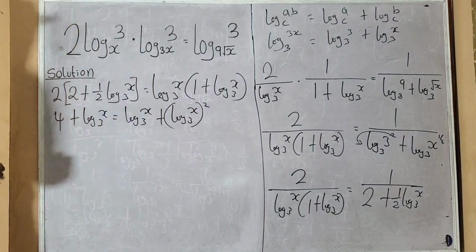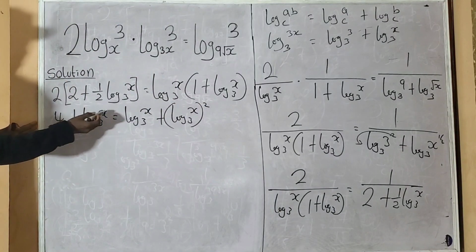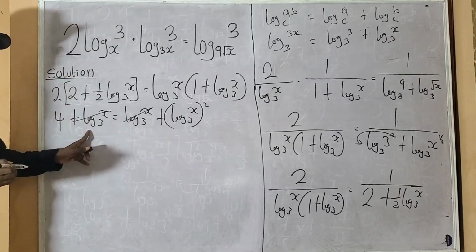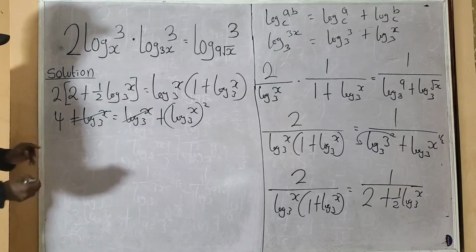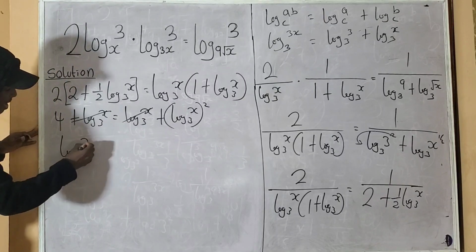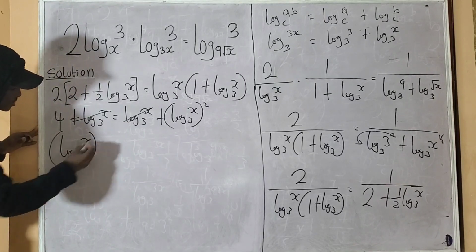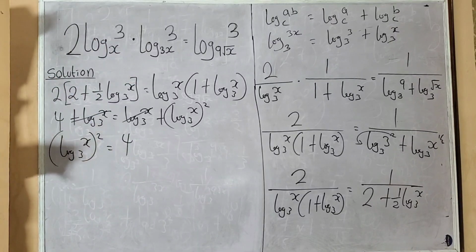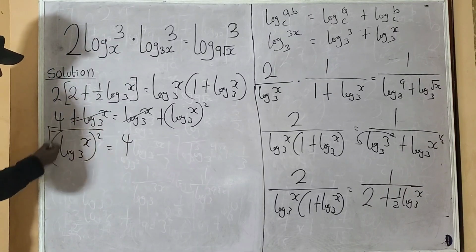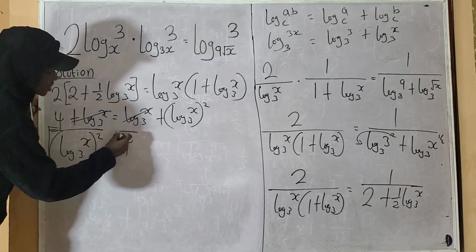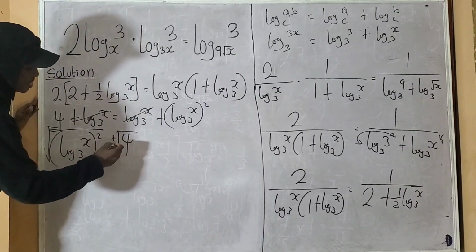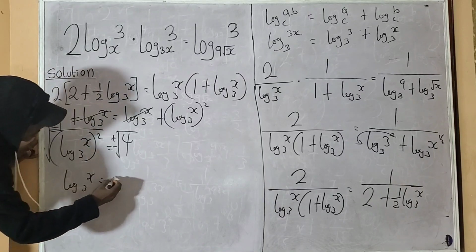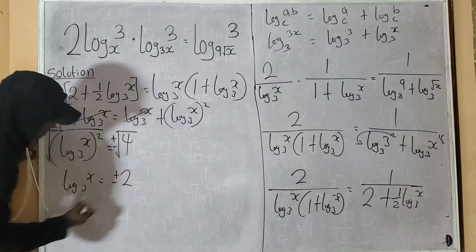Okay? Now, the next step is that this can eliminate this, right? Because if you take this to the other side, it will change to negative. So we are left with (log_3 x) raised to the power of 2 equals 4. Now, to get the value of x, the first step is that we have to take the square root of both sides. So the square root of 4 will give me plus or minus 2, right?